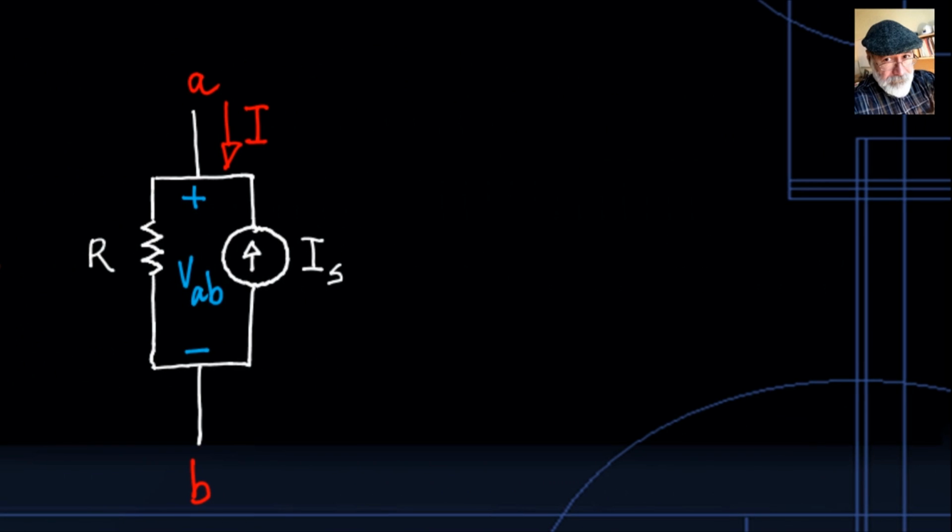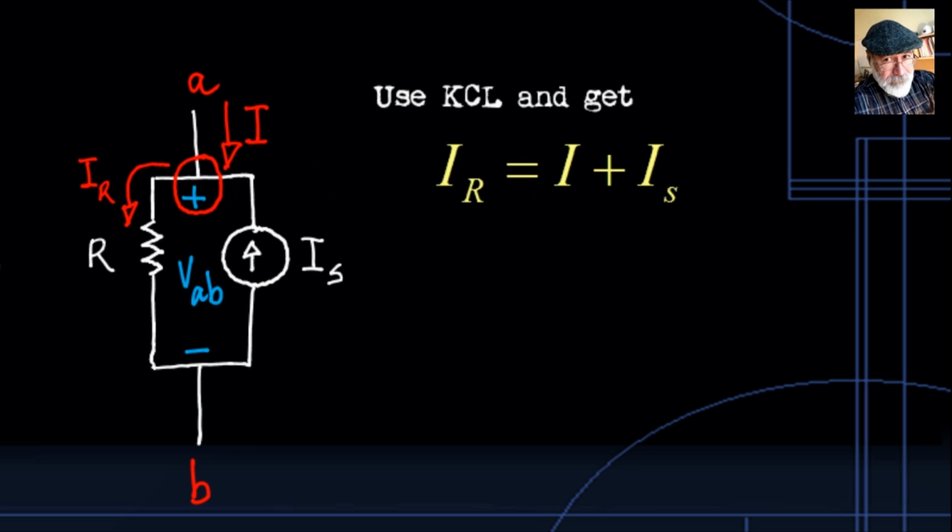And in the circuit on the right, let's see. If we apply KCL to that little Gauss surface in there, we can determine what is the value of the current IR in the resistor, which is, of course, using KCL, the sum of the current I in the branch plus the value of the current source Is. And now we can use Ohm's law to compute what is the voltage VAB, which is the voltage in the resistor, R times IR.